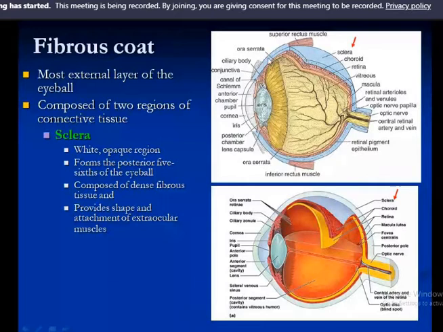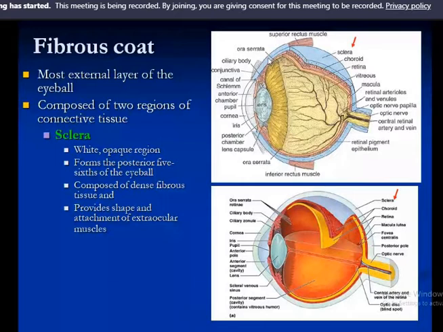Next one is the extraocular muscles. We have the superior rectus, inferior rectus, medial rectus, lateral rectus, superior oblique, inferior oblique. Those are known as the extraocular muscles, which will be attached to the fibrous coat, or the sclera. So that is also another function of the sclera.